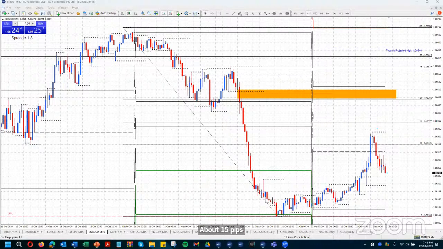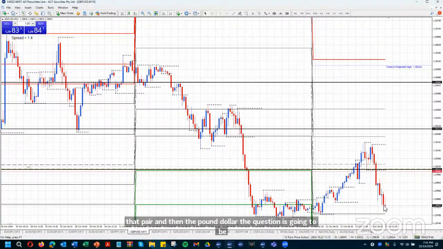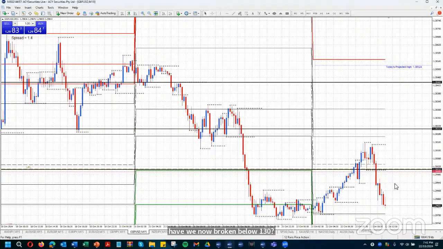Question this week is going to be, can we break below 108 clearly on that pair? And then on the pound dollar, the question is going to be, have we now broken below 130? So if you're not short, I would wait to see if I could get an opportunity to trade down from 130 this week.